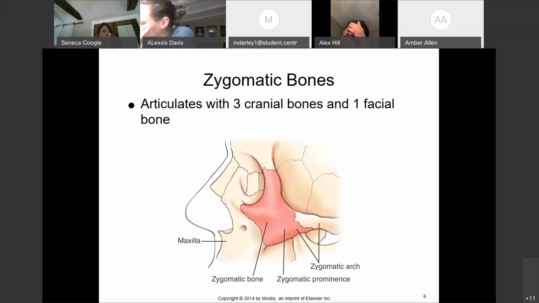Let's see. This one articulates with frontal and temporal bone. Those are your cranial bones and the maxilla. The posterior portion of the arch is formed by the zygomatic process of the temporal bone. Okay, so I would remember that. You've got your zygomatic arch there in the image, the prominence, and this actual zygomatic bone. But the temporal bone is back here, if you can remember.